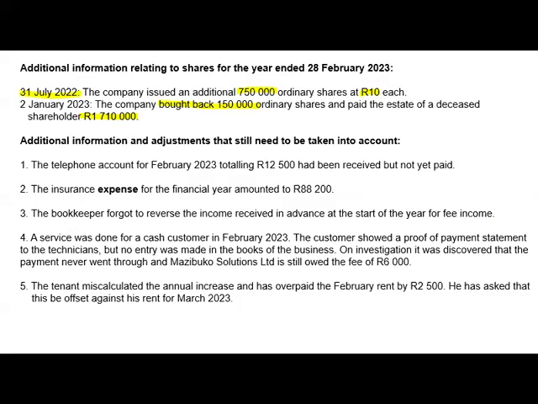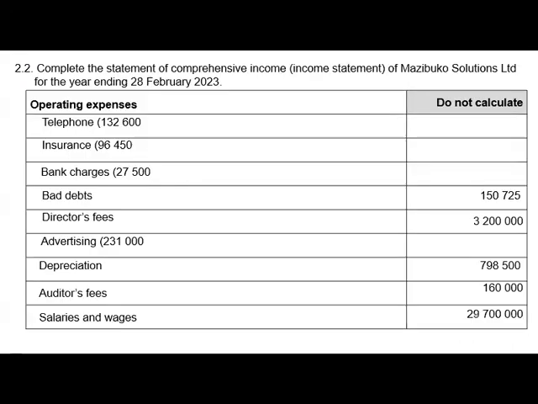Anyway, let's go to additional information and adjustments that still need to be taken into account. They say that the telephone account for February 2023 totaling 12,500 had been received. When they say account, they're telling you it's a statement that says this is how much you owe towards the telephone. This is how much your expense for that month is, but you did not pay. And the fact that you did not pay it means that it was not reflected in the trial balance, in your statement of profit or loss and the other operating expenses.